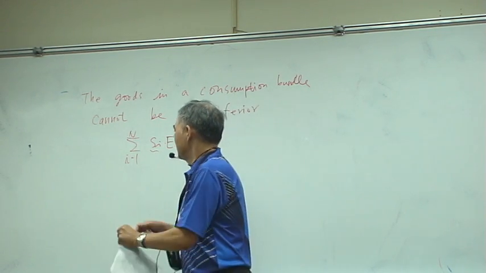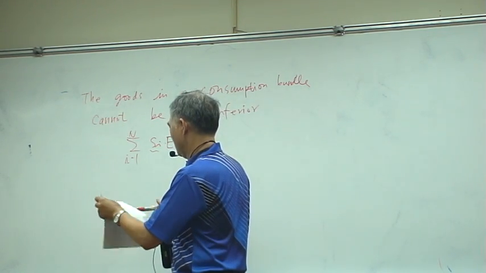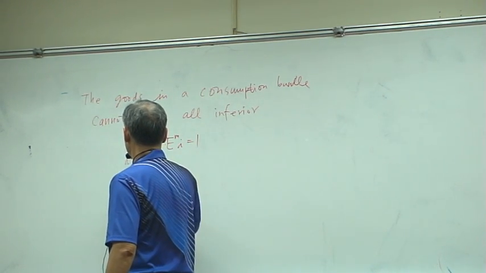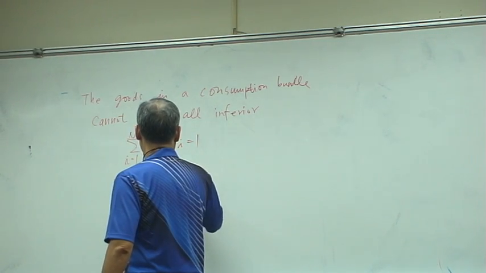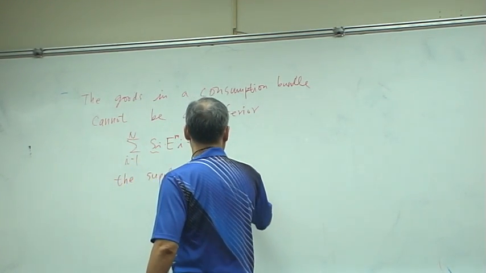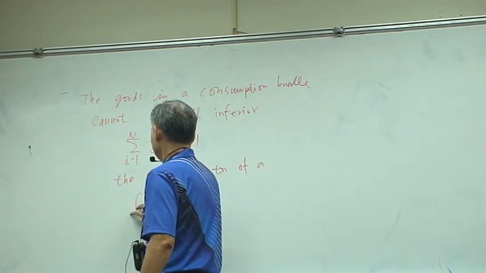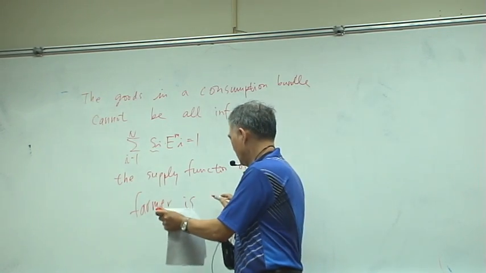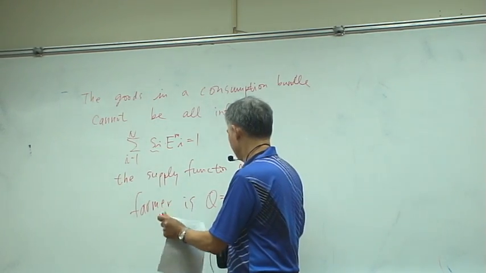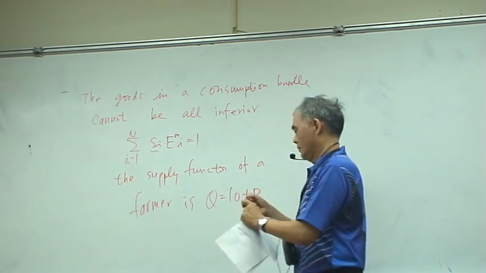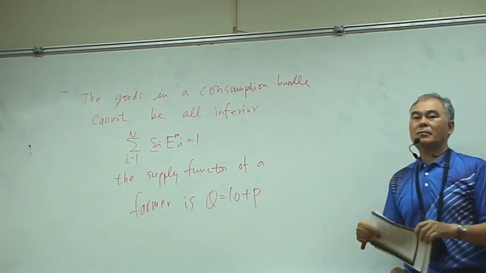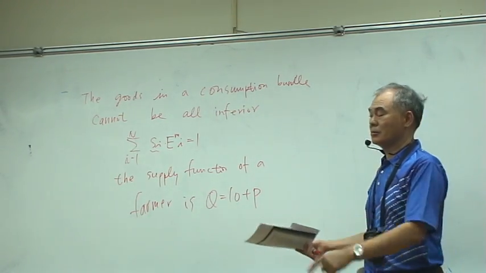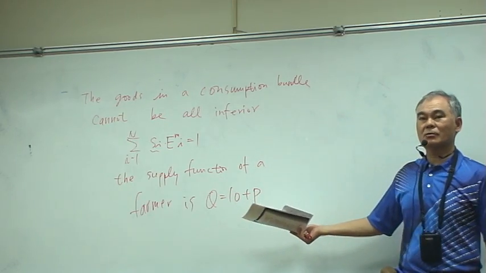And the second question we're gonna discuss is that suppose a supply curve looks like this. So the supply function of a farmer is Q is equal to 10 plus P, okay? So as we talked about before, if there's one person, this one person is the market. So it is the individual supply and also the market supply.